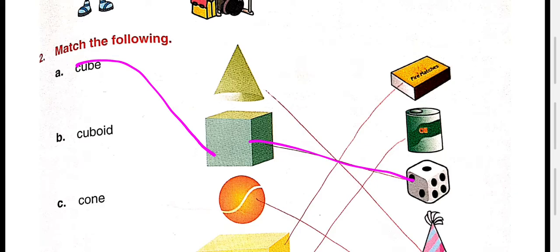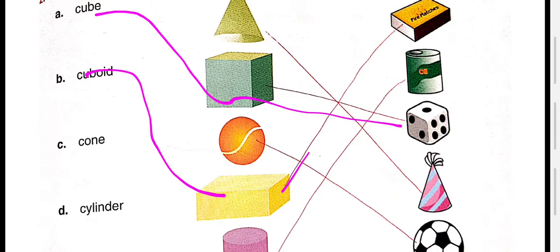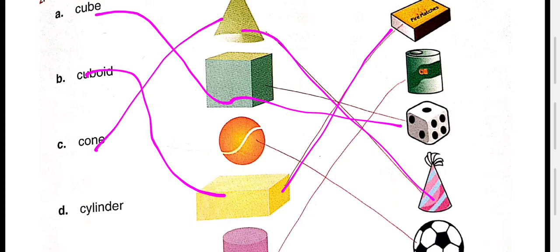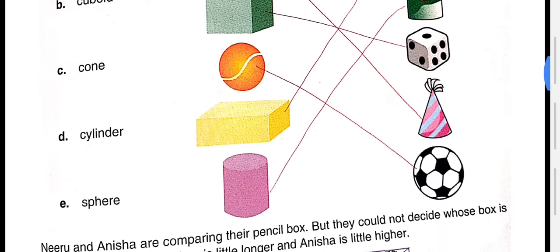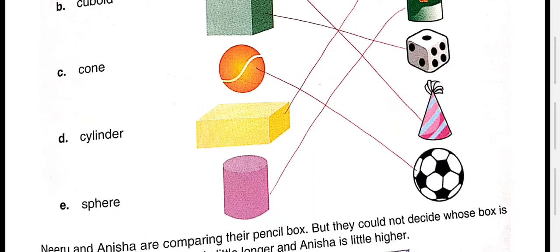Second was cuboid. Cuboid is shaped like that one, so it is a cuboid. You have to match it with the matchbox. Cone is this, you have to match with this cap, and cylinder is this, you have to match with this oil. So this is just match the following only. You have to match the shape with the figure, and here you have one sphere also. Sphere you have to match with ball, and ball with this football.